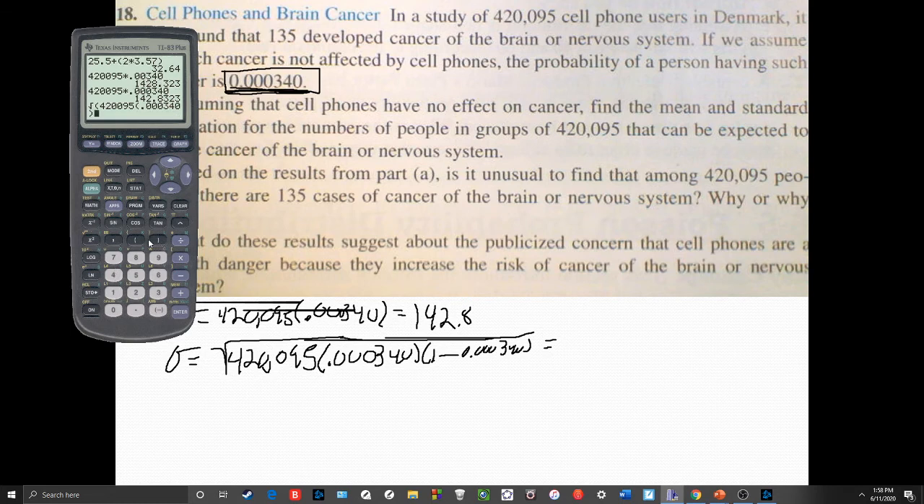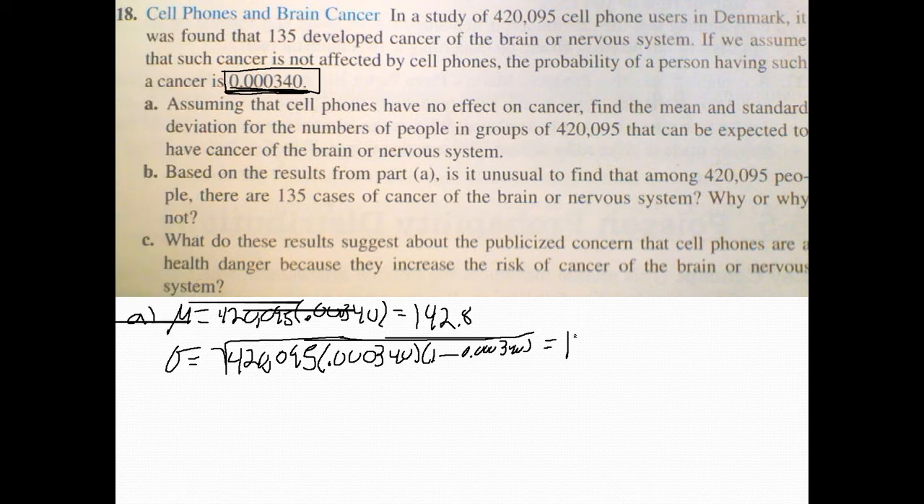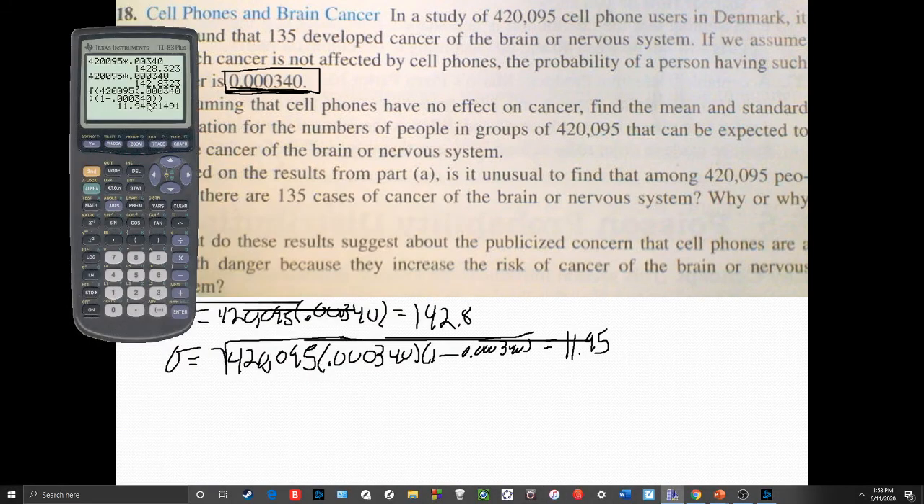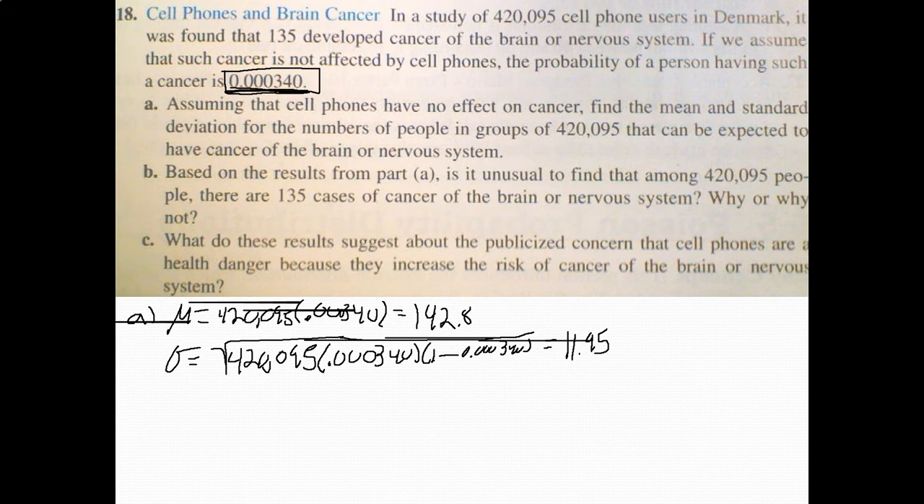0.000340 times 1 minus 0.000340. Although I really don't need that last 0 if I don't want to, but we'll just do it. So that's about 11.9. 11.95, we'll say, if we round correctly, right? Yeah, 11.95. So let's go ahead and figure out if it's usual or not.